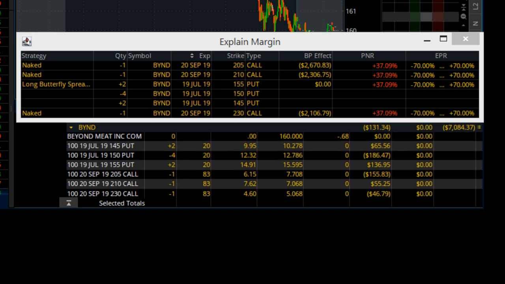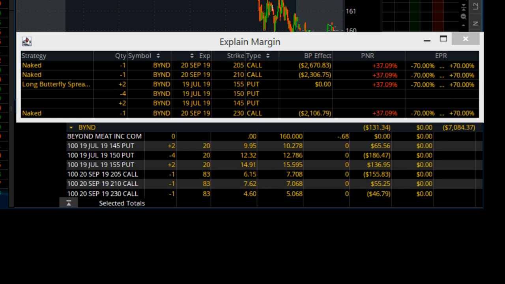But the point being, as this moves higher, if you don't have sufficient funds in your account, you may be forced to cover your position, and that's a good thing and a bad thing. It's a good thing in the sense that it forces you to cut your losses at some point, so you don't lose too much money. But it could be a bad thing if this thing just goes up temporarily and then comes back down.